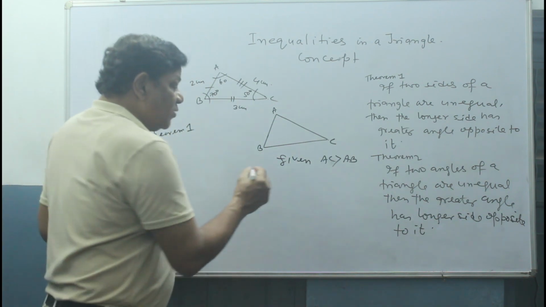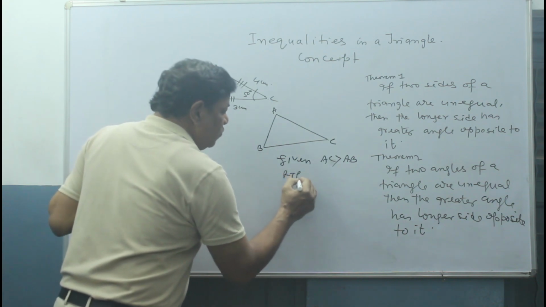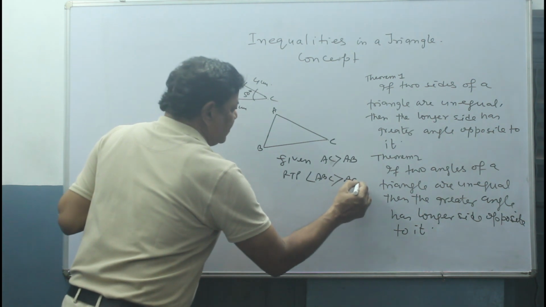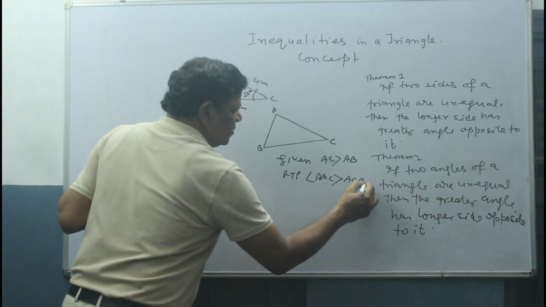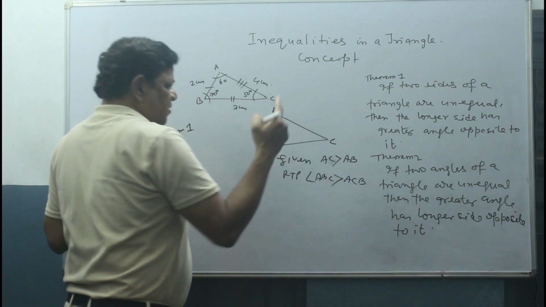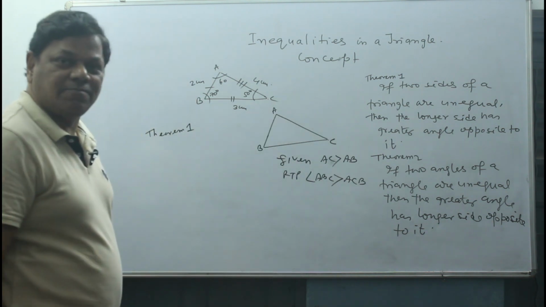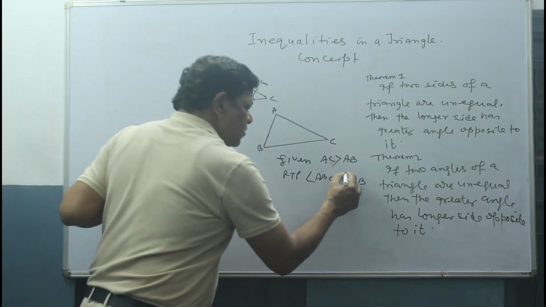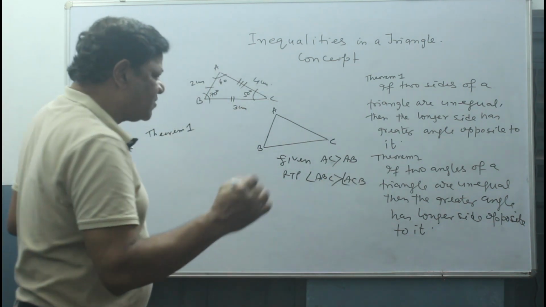Clear? So required to prove what, children? Required to prove angle ABC is greater than angle ACB. ABC is greater than ACB. This is required to prove. This you have to prove here. Okay children? Now some construction I will do.